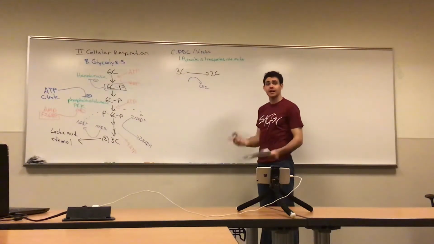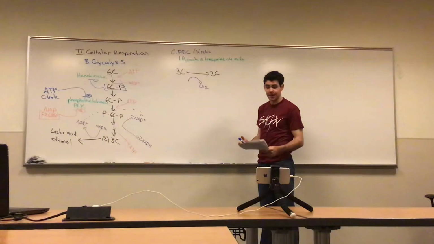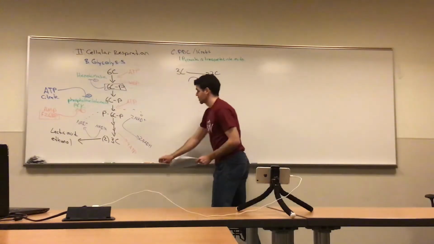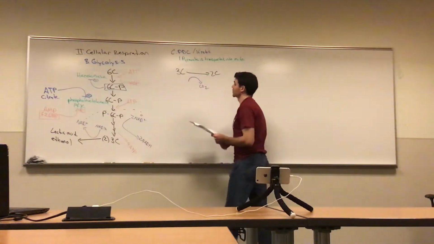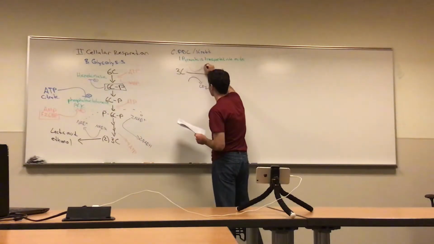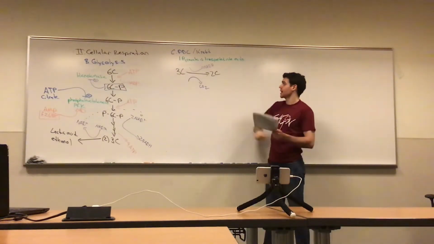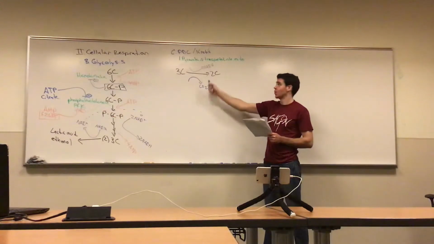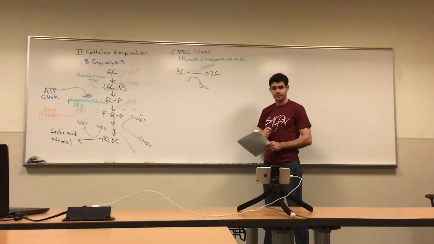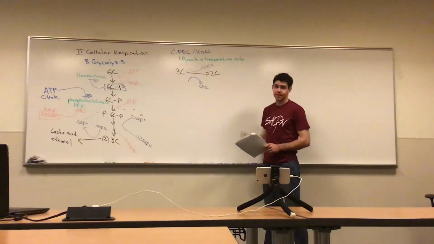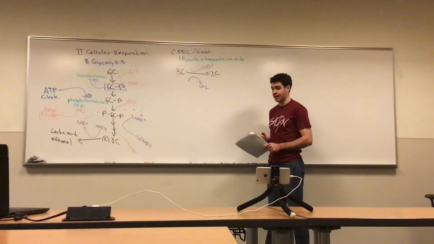When something gets oxidized, something else gets reduced. So this carbon got oxidized, and then we create another NADH. Every time a CO2 leaves, we make an NADH. Carbon gets oxidized, NAD gets reduced to NADH.